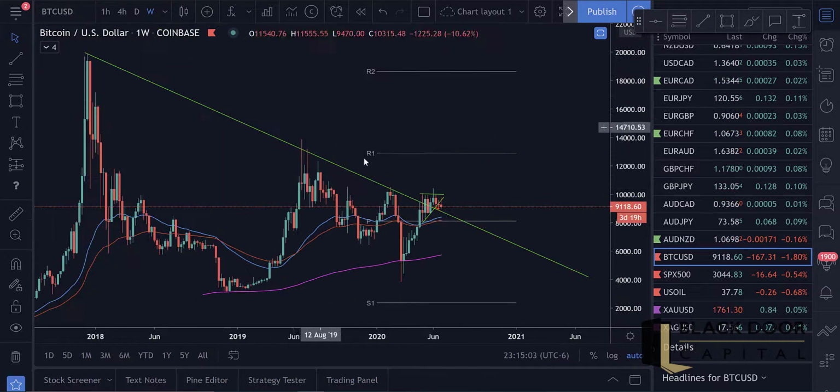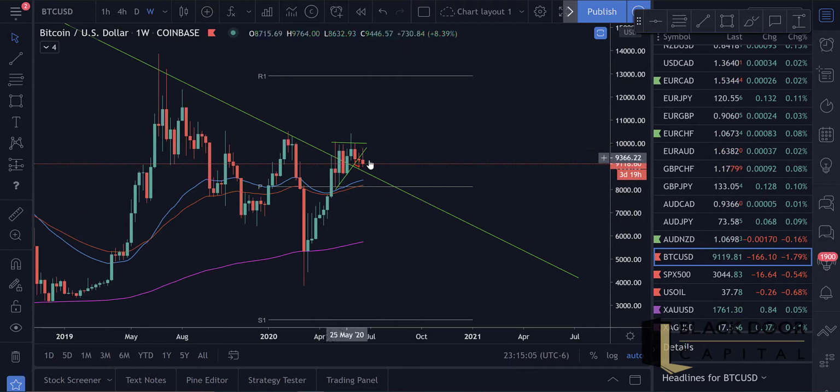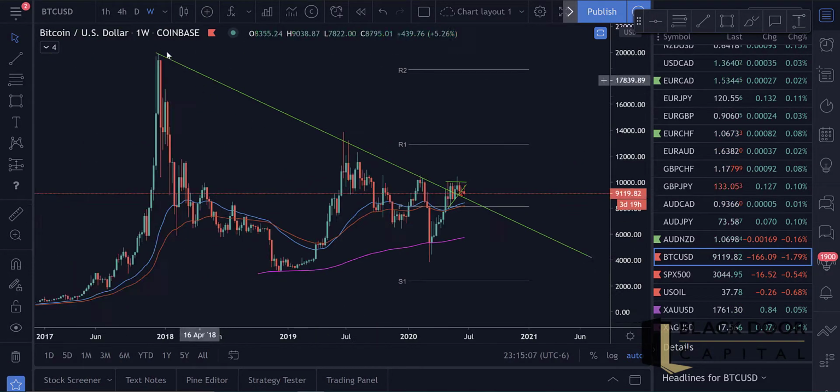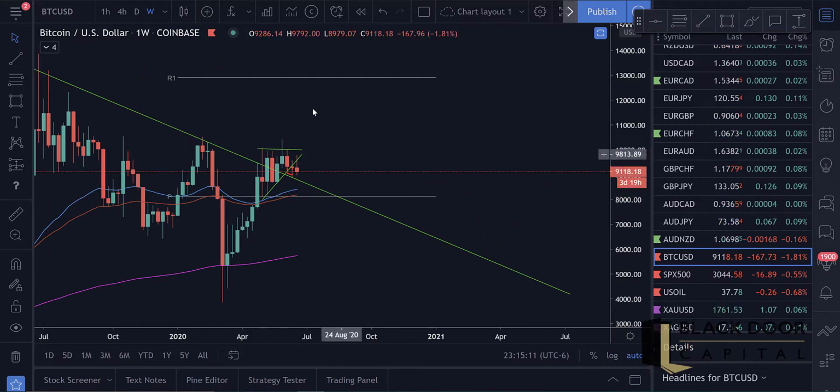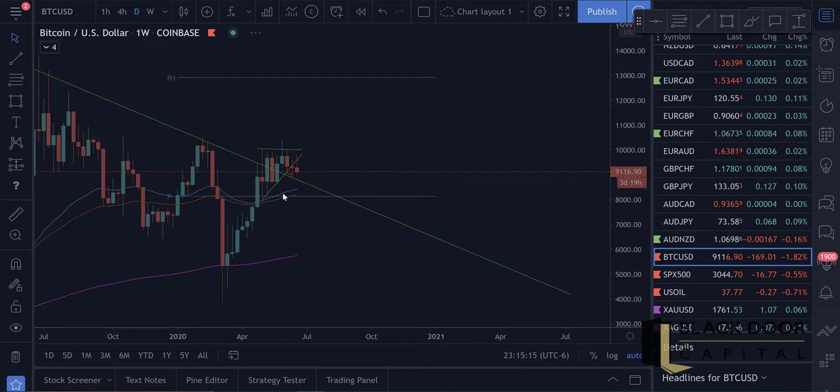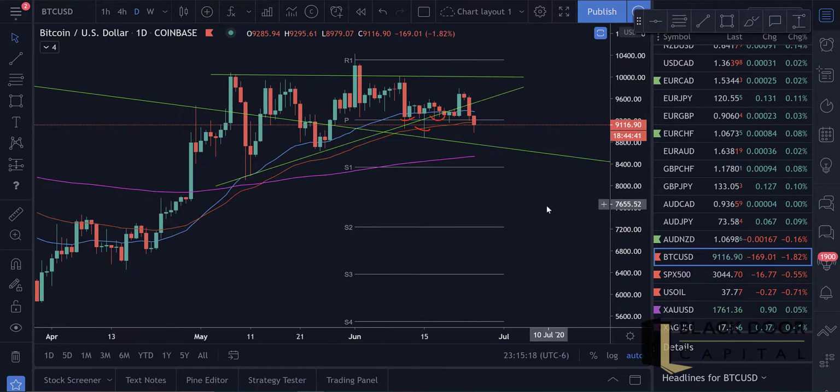Interesting to see that on a weekly it's broken out of this trend line that was talked about a few weeks ago. These dojis and stuff that are starting to develop, breaking out of lower trend lines, are definitely interesting. And there's your daily 200 EMA.